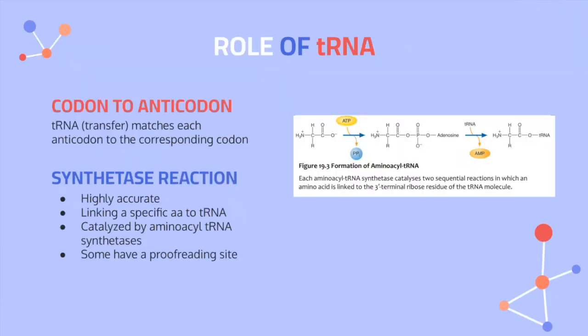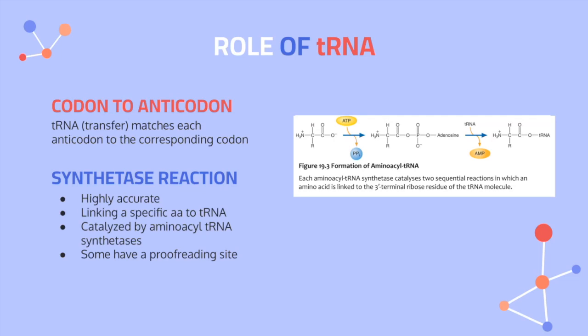All right, so now we move on to the role of tRNA. So tRNA, or transfer RNA, will match each codon to a corresponding anticodon. And on the other end of the tRNA, we will have the amino acid that corresponds to the codon. So at the end, it matches the codon with the corresponding amino acid, and it does that through an anticodon.